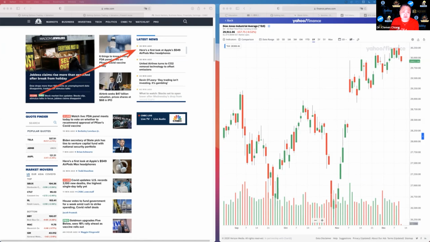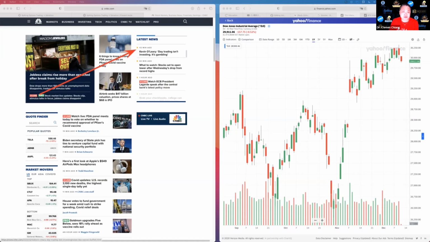First, look at Apple's $549 AirPods Max headphones. By the way, this product is really beautiful, and I'm very, very tempted by these AirPods Max. Next, United Airlines turns to CO2 removal technology to offset emissions. Cannot make money. Day trading isn't investing, it's gambling. So this is his point of view.